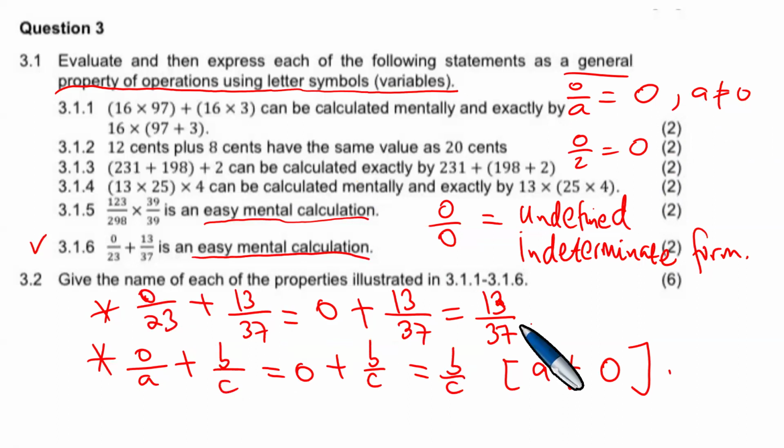So we've evaluated. First, we must evaluate 0 over 23 plus 13 over 37, and we got the answer 13 over 37. And then the property, in terms of the law, in terms of letters, variables, the answer is just B over C there. Okay, we continue.